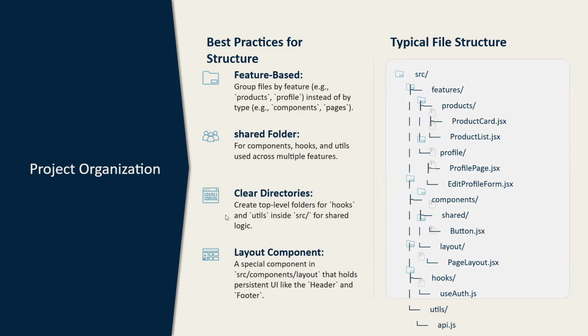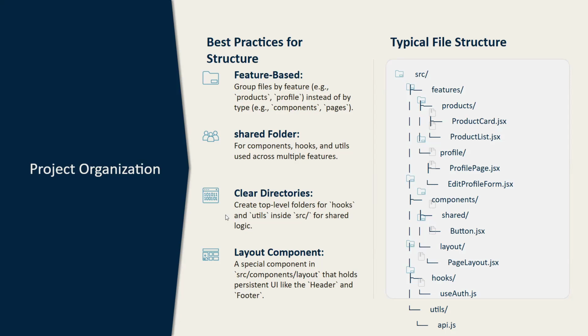Another best practice is having shared folders for things that can be reused across the app. Those could involve shared components, shared hooks, or shared utility functions. You also want clear top level directories inside the source directory, especially for places like hooks and utils. So, reusable code has one obvious stop, and then finally, a layout component is useful for persistent UI. That could involve things like a header, a footer, or a page that is shared by multiple screens.